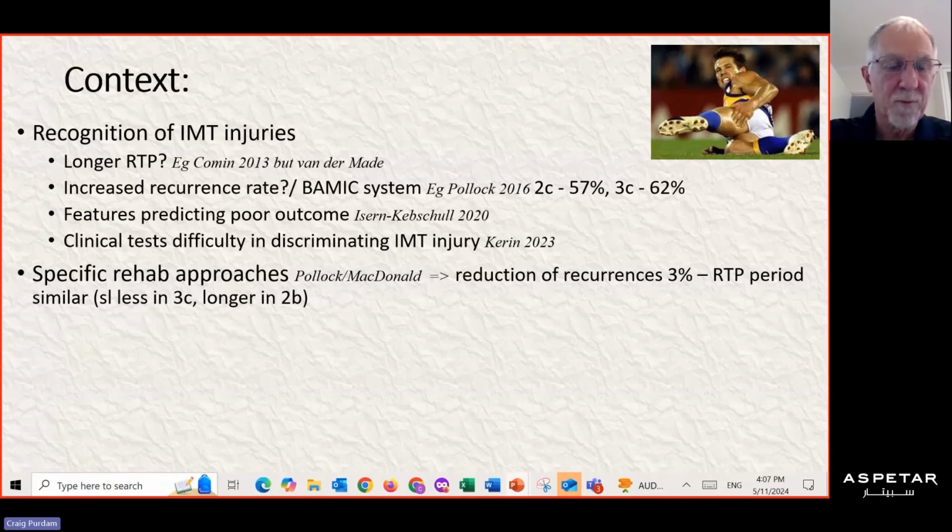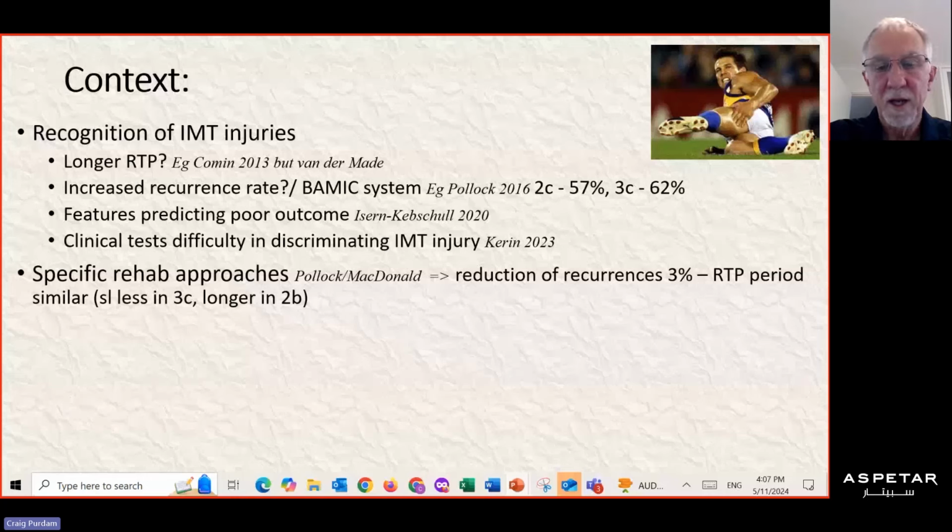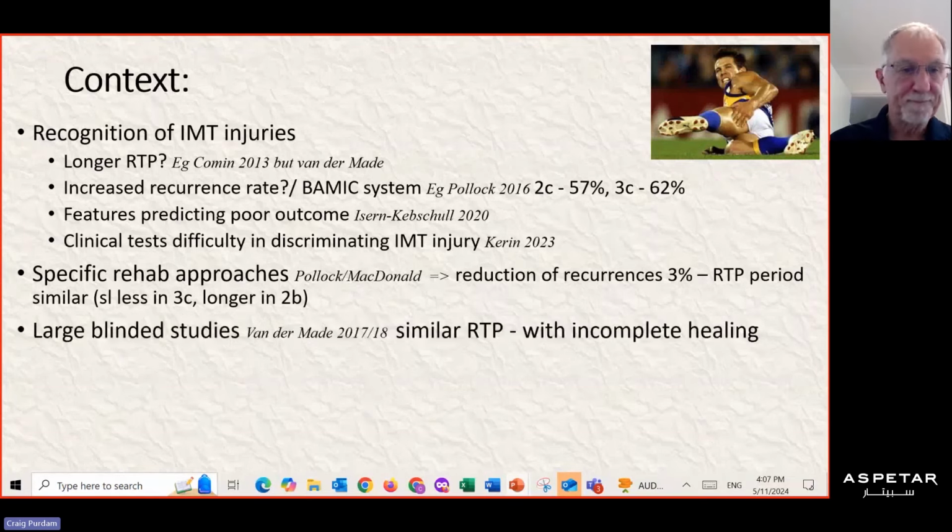The British Athletics Group went back and over a period of the next couple of years rehabilitated their intramuscular tendon injuries in a different fashion, being far more careful early, and then some other specific work as well, and found a significant reduction of recurrences, such that they only had 3% across the entire cohort in this following study. The return to play period was pretty similar.